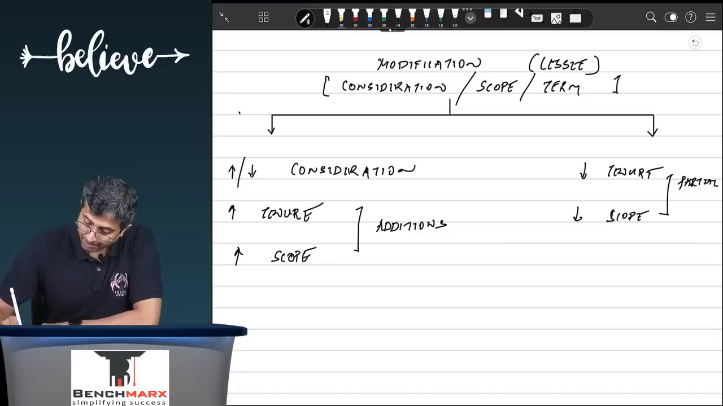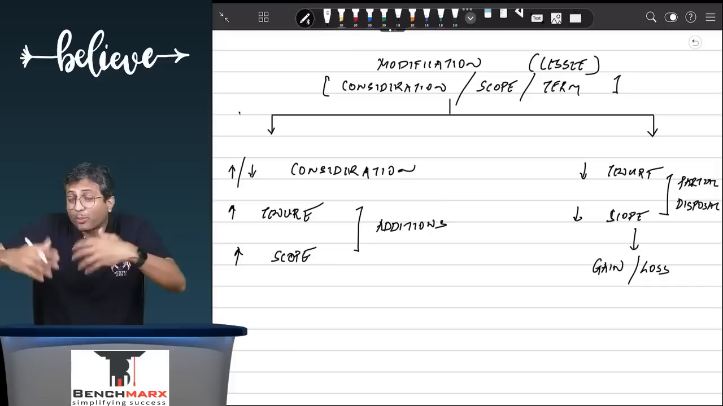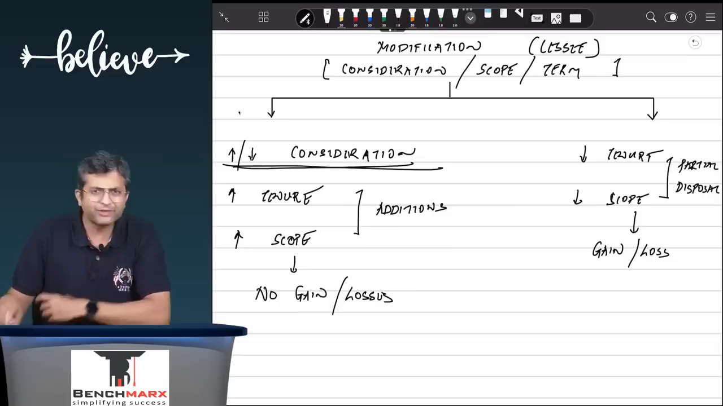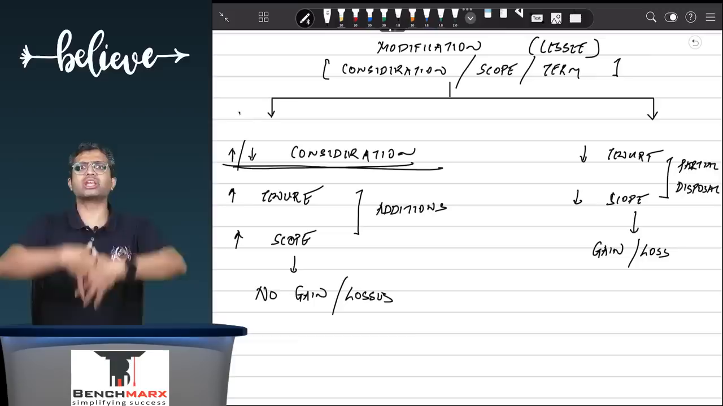And whenever there is a disposal, there can be a gain or loss. Your ROU asset is proportionately getting derecognized, so there will be a gain or loss. However, in these cases, there will be no gain or loss because these are treated as additions. But sir, consideration, well, if you are increasing or decreasing the rent, you are not getting more area, or you are not having less area, so there is neither an addition nor a disposal.